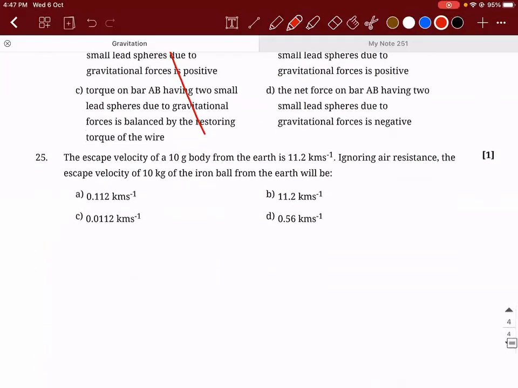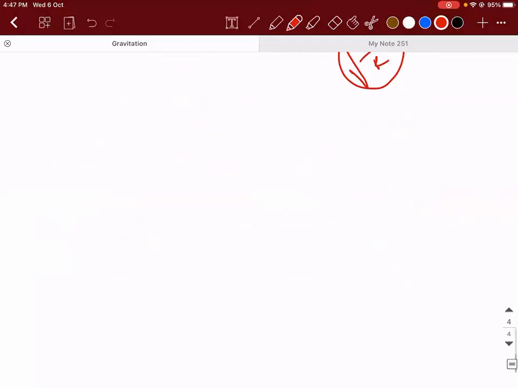Next, the escape velocity of a 10-gram body from the Earth is 11.2 kilometers per second. Ignoring air resistance, the escape velocity of a 10 kilogram iron ball from the Earth will be? Option B, because it does not depend on the mass of the body. It is root of 2GM divided by R. Okay. So that's it. So this is all about gravitation.